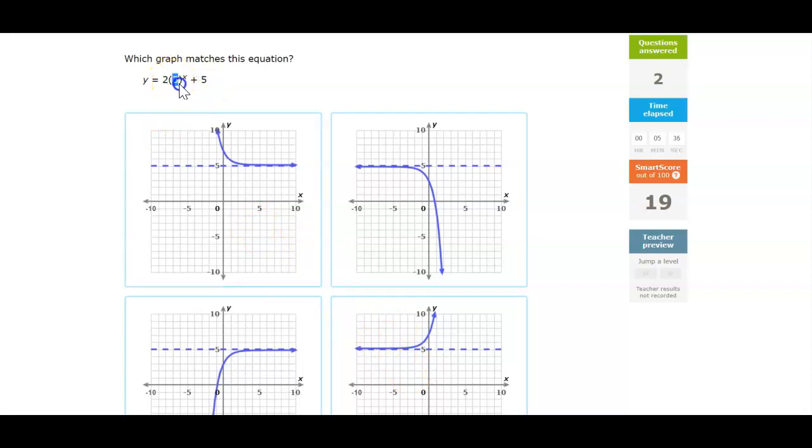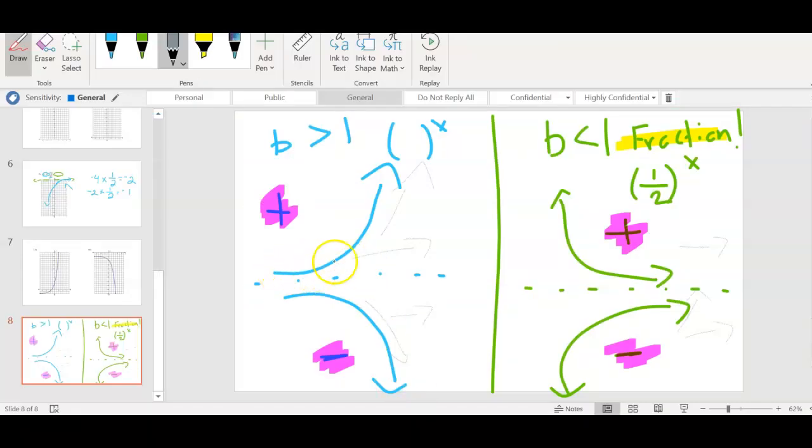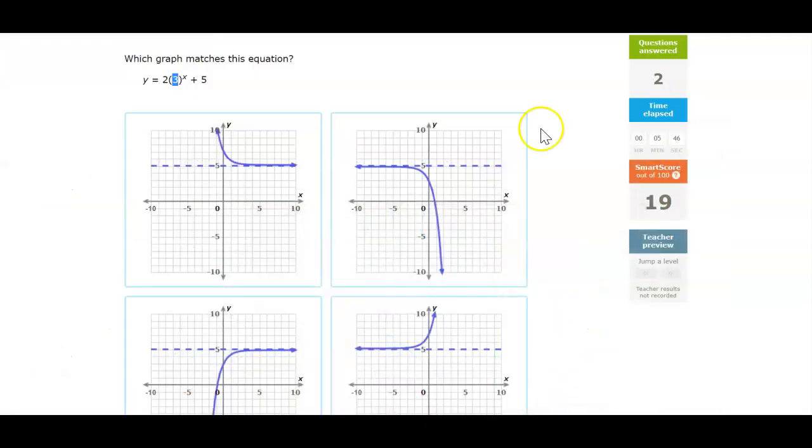Now I'm going to look and see, this is a 3, and 3 ends going away because that is bigger than 1. So I need one that ends going away from the dashed line. This one I end going towards it. This one I end going away. Must be this one.